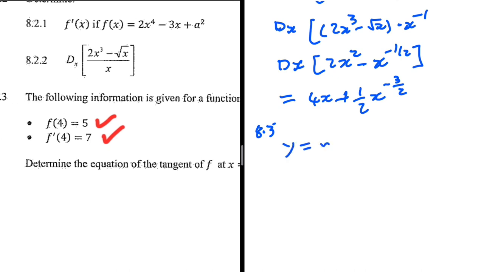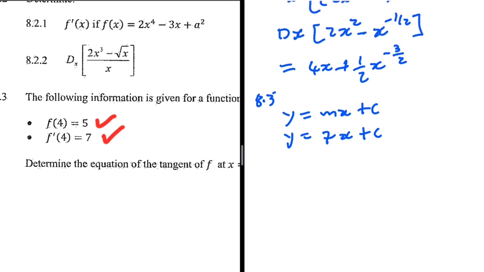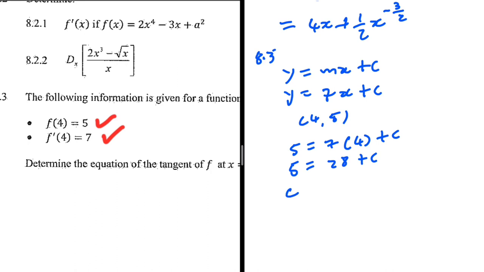y is equal to mx plus c. We already have the gradient. The gradient is 7 at that point, at x equal to 4. So we have 7x plus c. We just need to determine c. But we're given this point, when x is equal to 4, y is 5. So we have 5 equals 7 multiplied by 4 plus c. So let's take a look. 7, 14, 21, 28. So we have 28 plus c. So c is equal to minus 23. So y is equal to 7x minus 23.